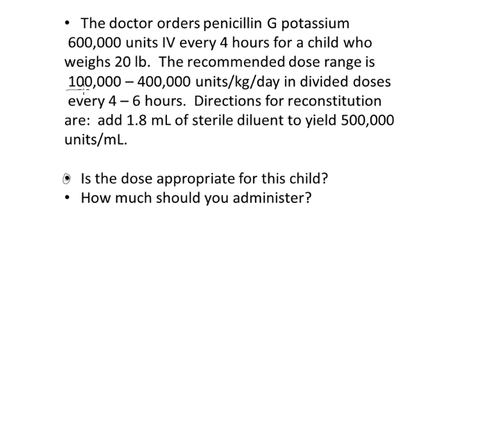So if we look into the problem, we see a range of 100,000 to 400,000 units per kilogram per day. We see that it's per kilogram, so we know that we need to take the child's weight of 20 pounds and convert that over to kilograms. So I take 20 pounds and I divide it by 2.2 pounds per kilogram. That cancels. Typically kilograms is rounded to tenths, and so I do this on my calculator and round, and the child's weight is 9.1 kilograms.